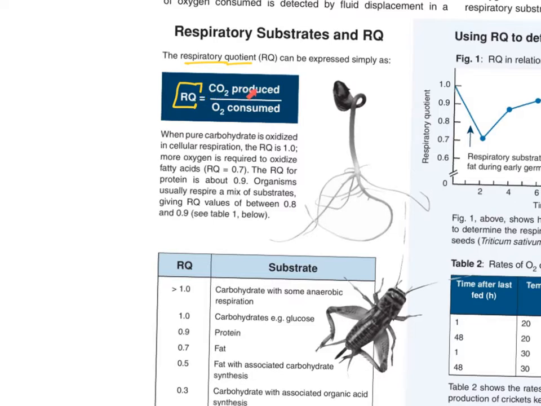So CO2 is produced, oxygen is consumed. If we take how much CO2 is produced and divide it by how much oxygen is consumed, we get a number. If I have a lot of oxygen consumed, is that going to make this number smaller or bigger? If this number is really big, smaller. It's going to make the quotient smaller. How much CO2 is produced is going to make it bigger. Does that make sense? Okay.